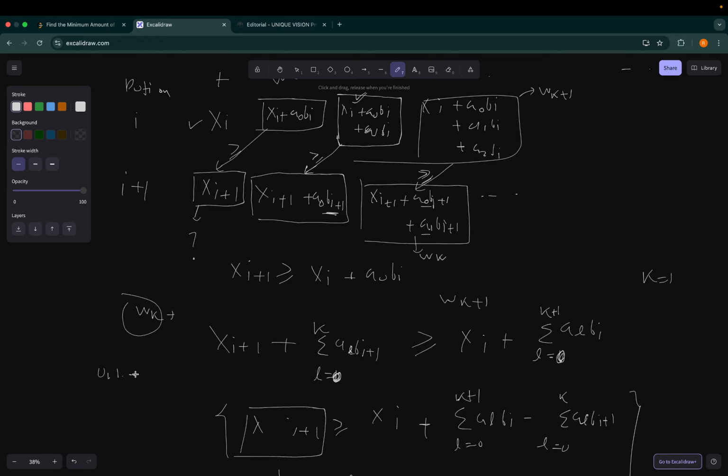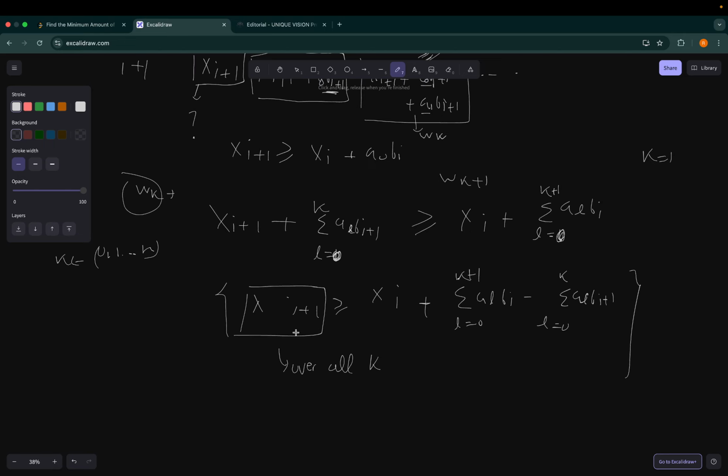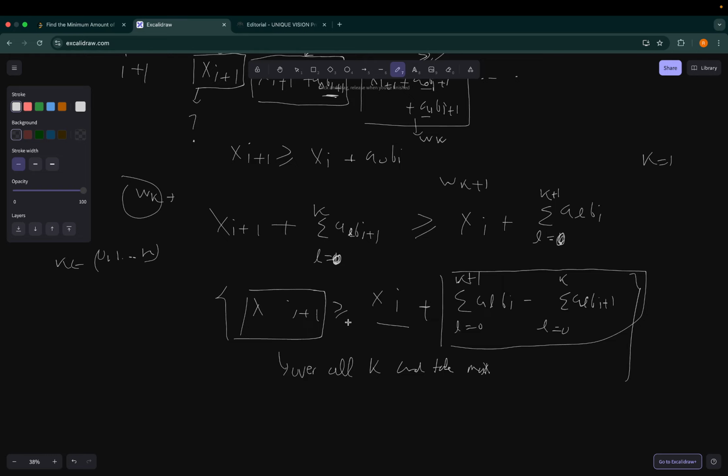0, 1, 2, and K belongs in this range. So overall K, you do this inequality and take max. Because you know xi and you know this, right? That's why. And it would be optimal to take the max because it would cater to all the inequalities. It would satisfy all the inequalities basically, right?